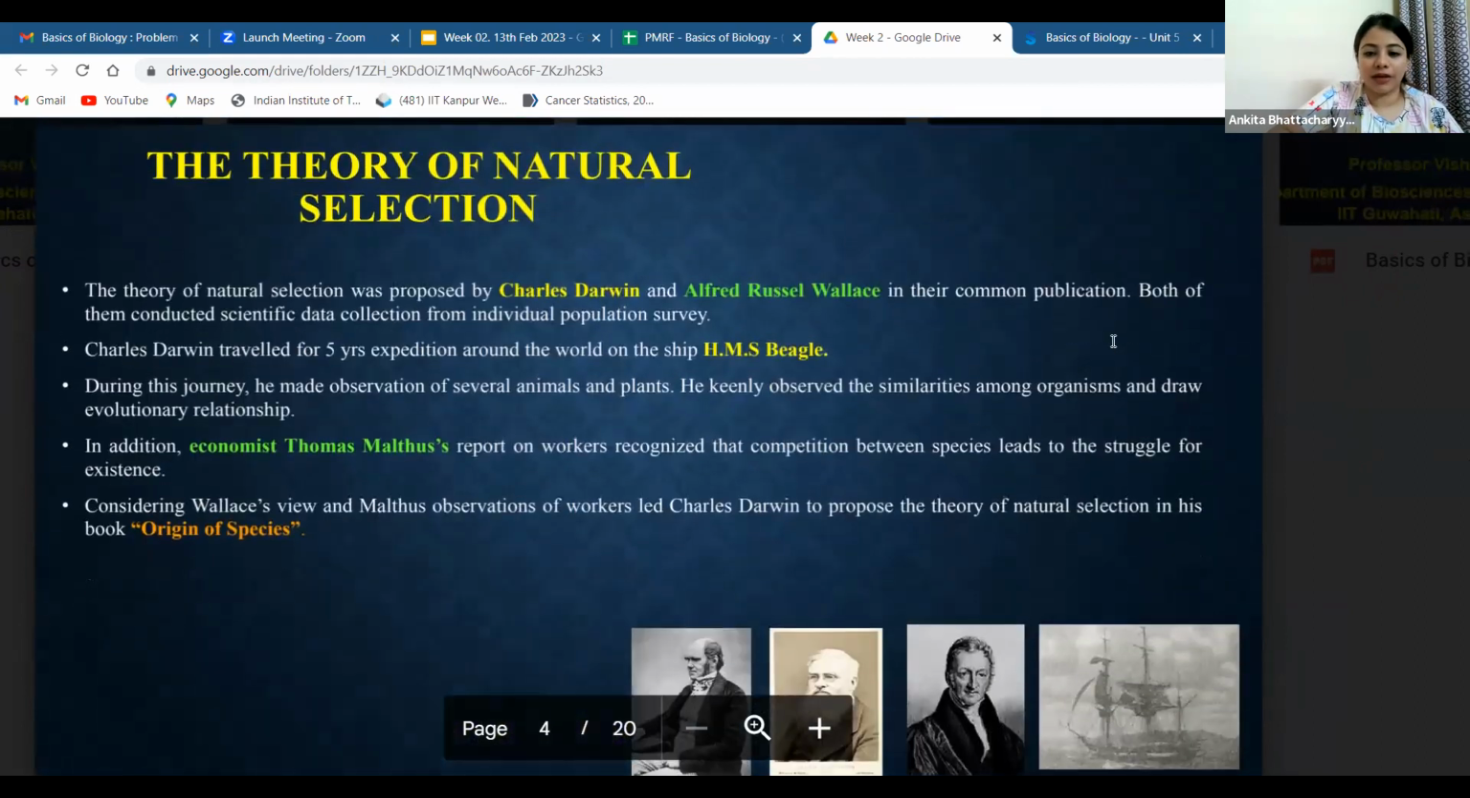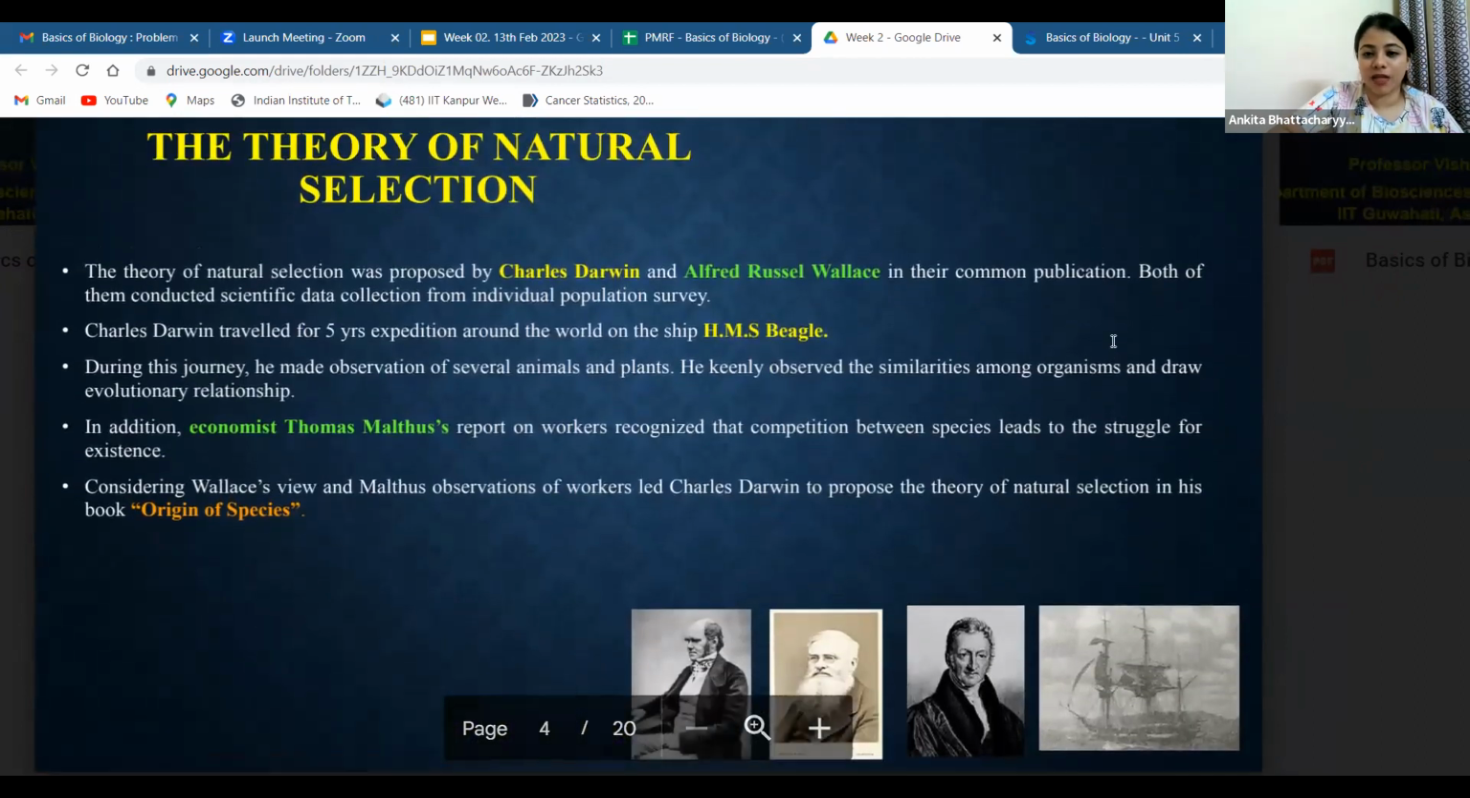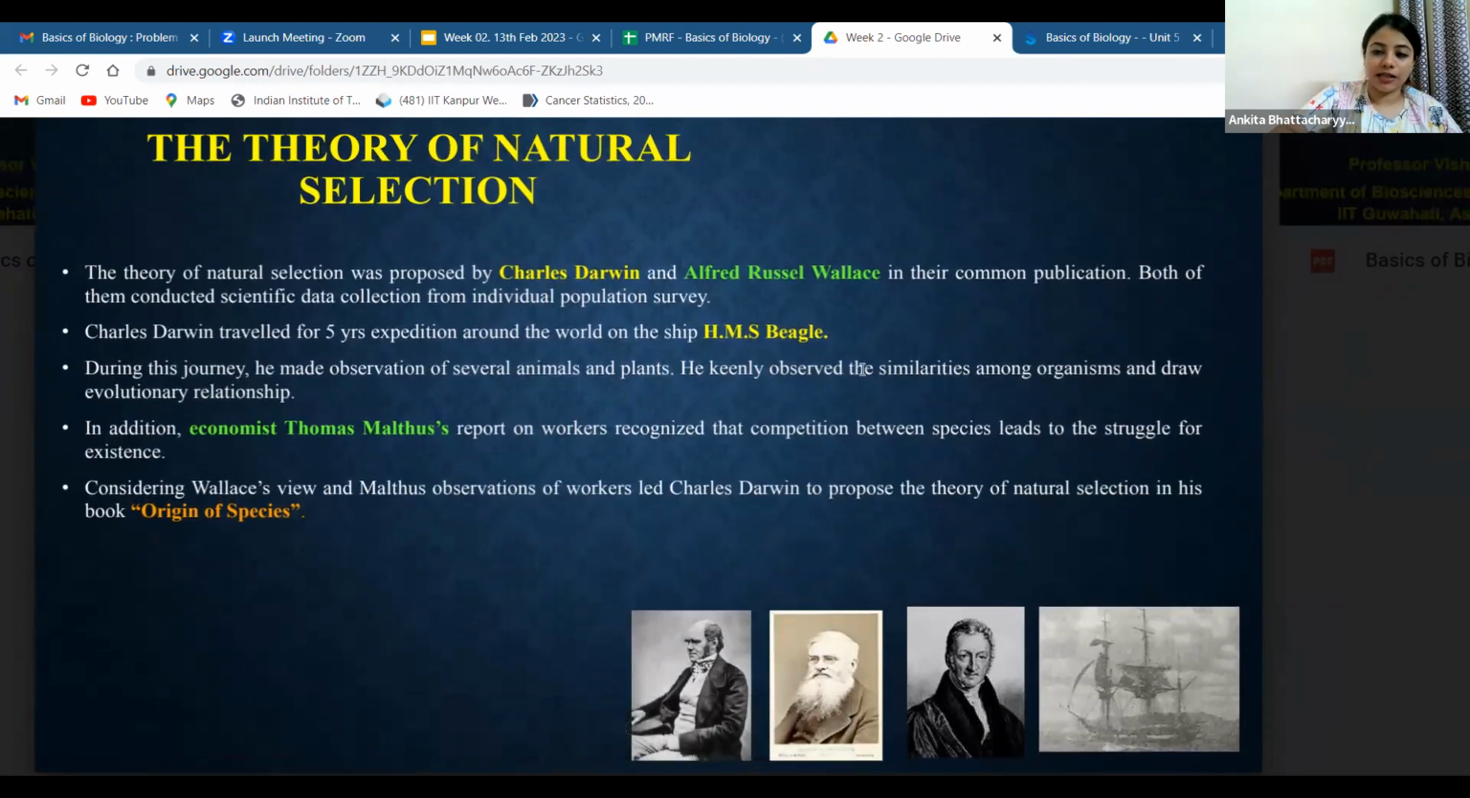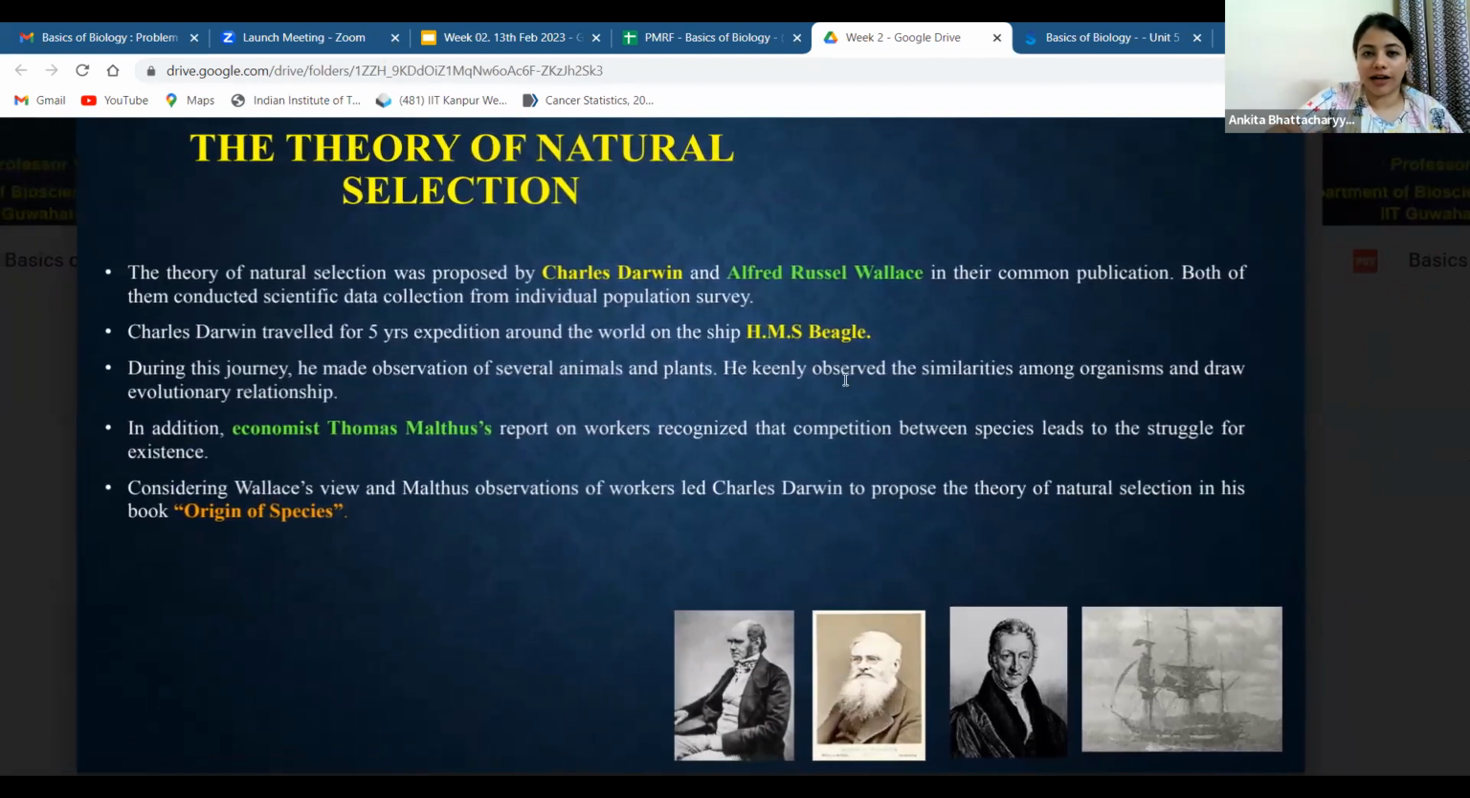Then came the two very extensively discussed theories, which will be our last few minutes of summarizing. The first theory was about natural selection. It was proposed by Charles Darwin and Alfred Wallace. It was also related to one of the questions I discussed in the previous session about the book written by Darwin, On the Origin of Species.